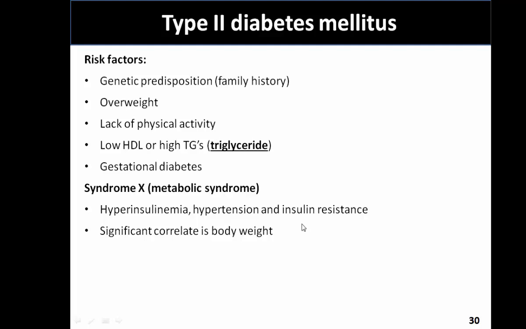A significant correlation of developing these conditions is body weight. And so again, these are statistical correlations that people that fit the overweight or obese category are more likely to develop this metabolic syndrome, and a person that presents with these conditions is most likely in what is referred to as being in a pre-diabetic stage.